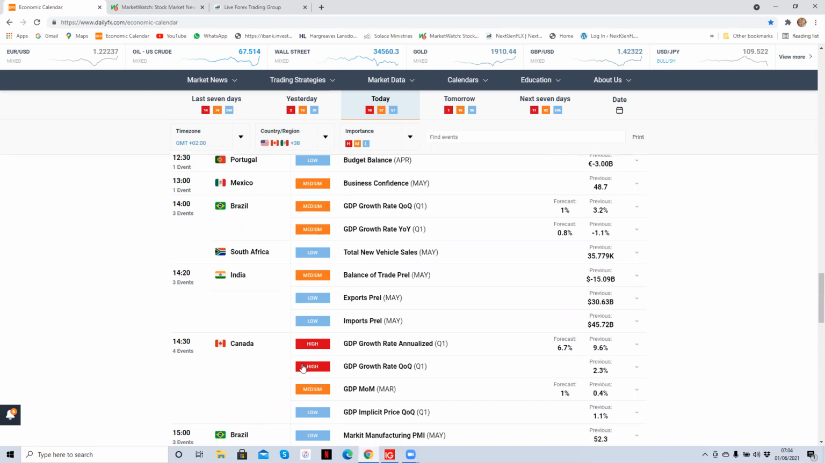And then at 2:30, we have the GDP growth rate from Canada. Again, this is always a good reminder: GDP growth rate, inflation or consumer price index, interest rates, unemployment rates, those 4 reports are always of major importance. So that's a significant report due out of Canada at 2:30 p.m. GMT plus 2. This would impact the Canadian dollar and hence the USD Canadian dollar.